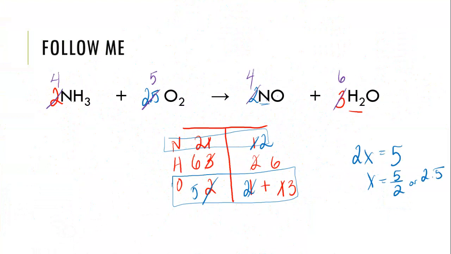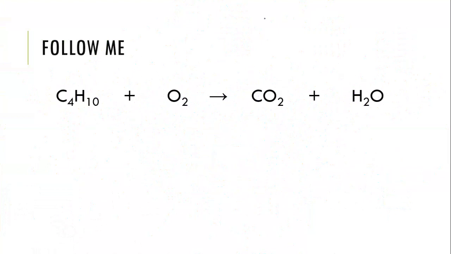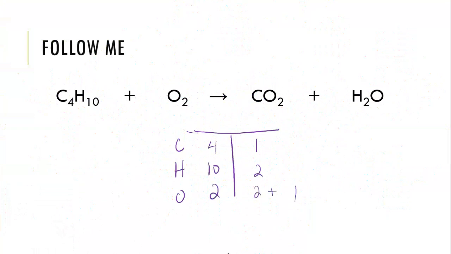Now I'm going to do this half trick quite a few more times. A lot of places where you'll see the half trick is on these combustion reactions. Okay, so let's make a list for this one. We have C, H, and O. There's 4 carbons and 1, 10 hydrogens and 2, 2 oxygens and 2 plus 1. Okay, not one thing is balanced. Everything is wrong. So where do you start?